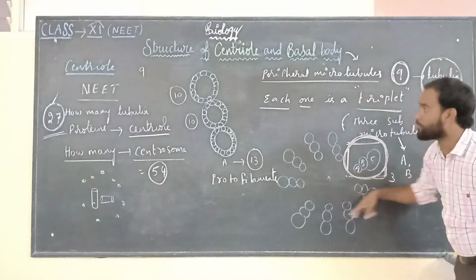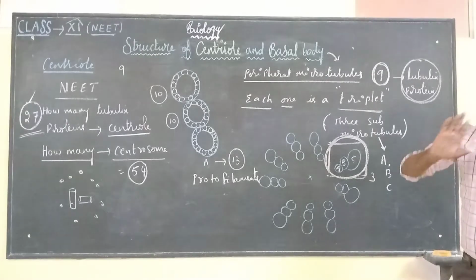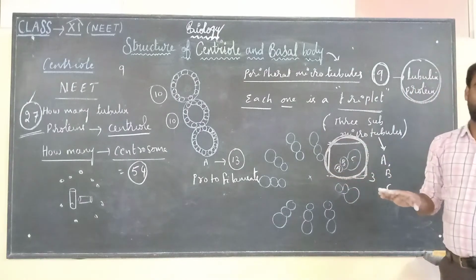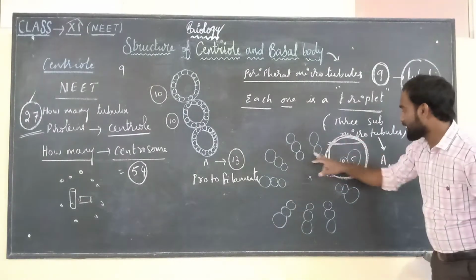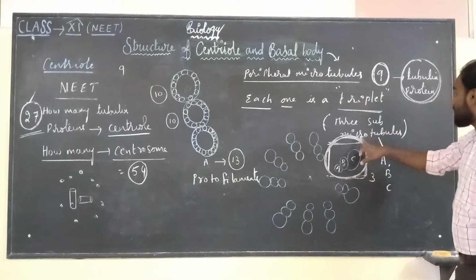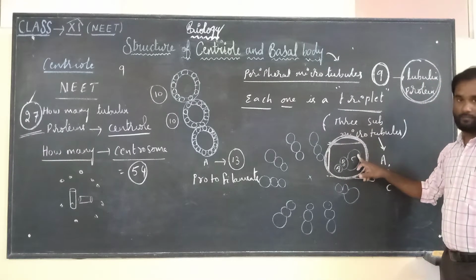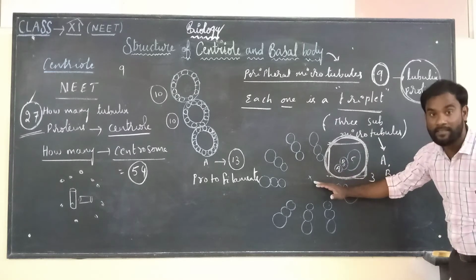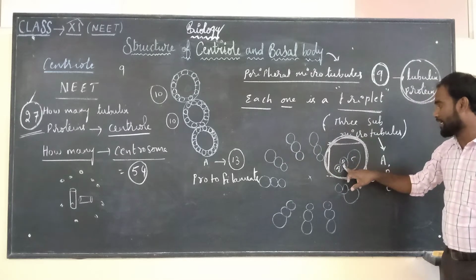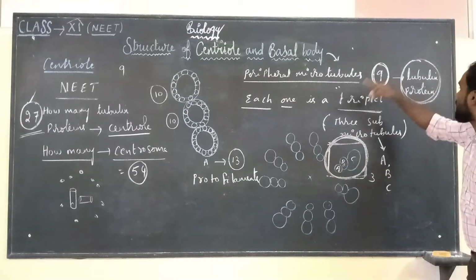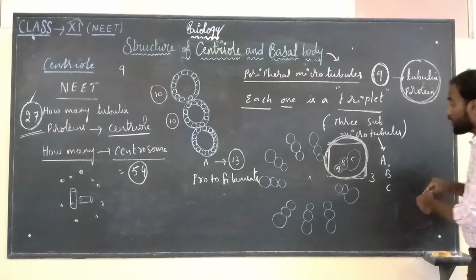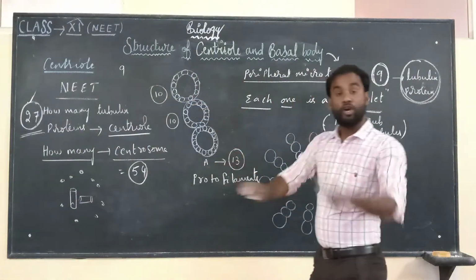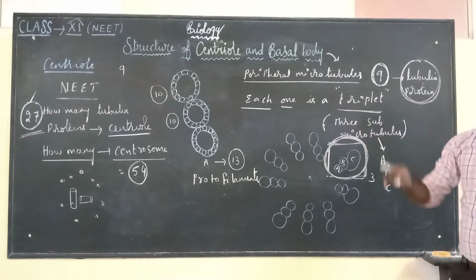So, centriole is made up of 9 plus 0 microtubular arrangement. 9 are at peripheral and 0 is at center. Nothing will be there at center. Now, in this 9, each peripheral microtubule is made up of 3 submicrotubules A, B, C. A towards inside, B towards center, C towards periphery. All these are made up of tubulin proteins. Now, in A, how many protofilaments are there? 13. B, 10. C, 10.